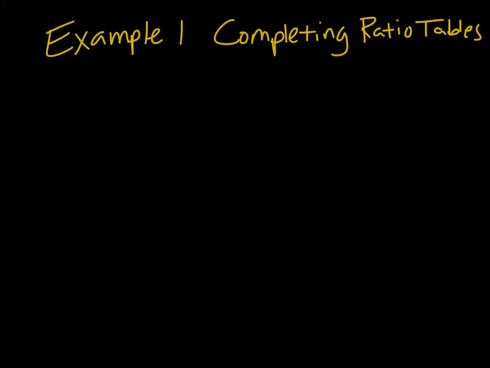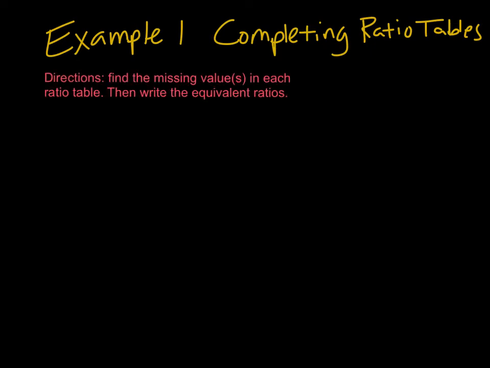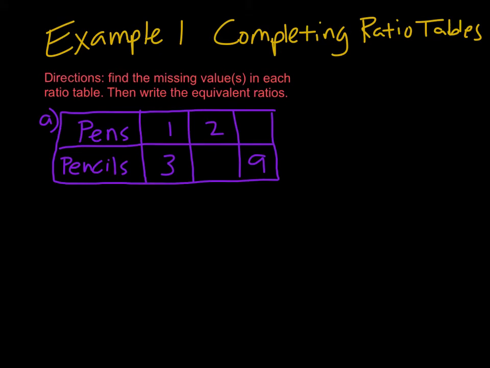Example 1 is completing ratio tables. So your directions would be find the missing value or values in each ratio table, then write the equivalent ratios. So this is a ratio table, and what it's showing us right now is we're comparing, because that's what we do with ratios. So we compare quantities, right? So we're comparing pens to pencils. So right now we're saying we have 1 pen to every 3 pencils.